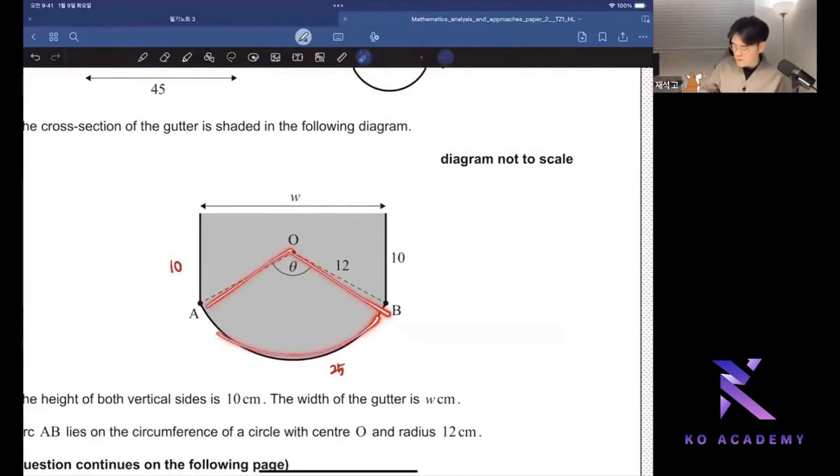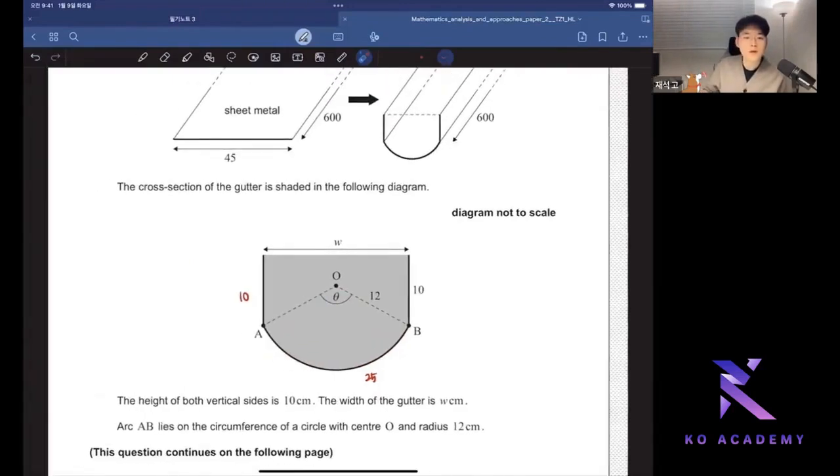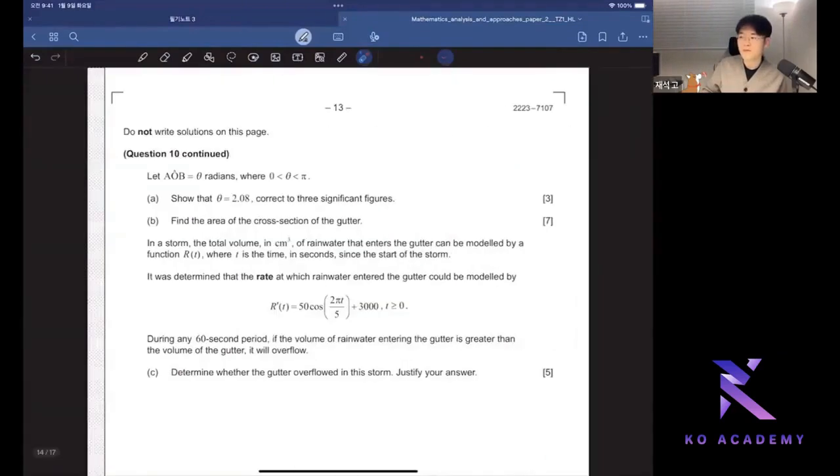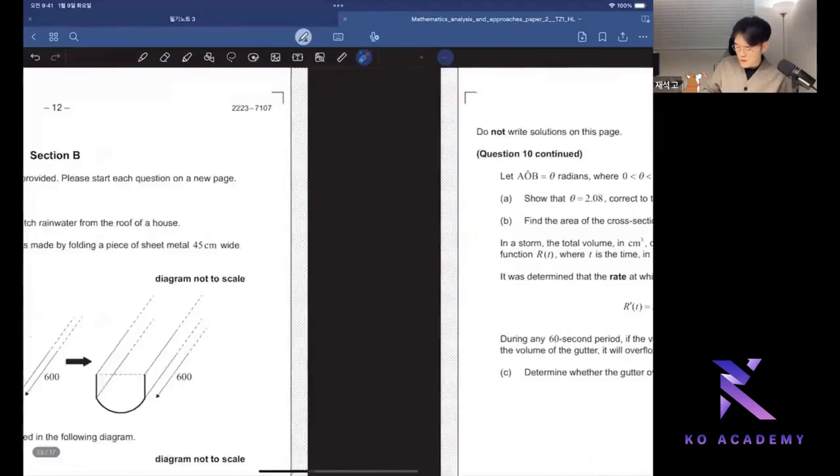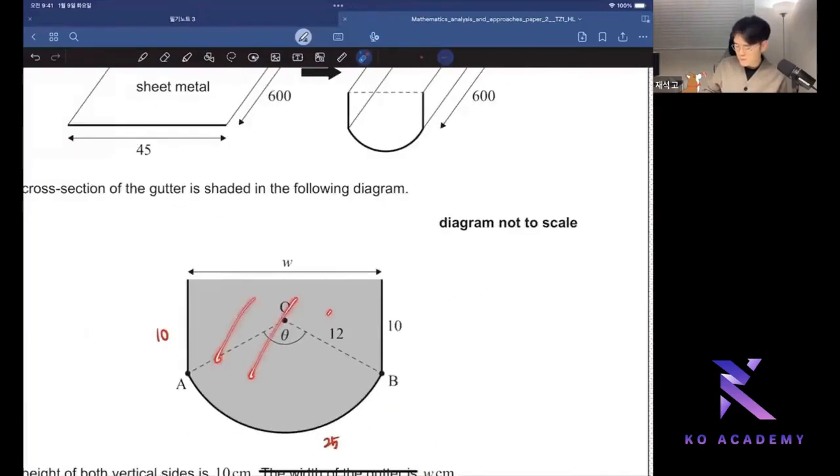So when we're finding this angle in this sector, if it's in radians, we can find it using the radius, right? So you can find this directly as 25 over 12. That's right, guys. So what do we need to find next? Are we finding the area? This area? How do we find this area?